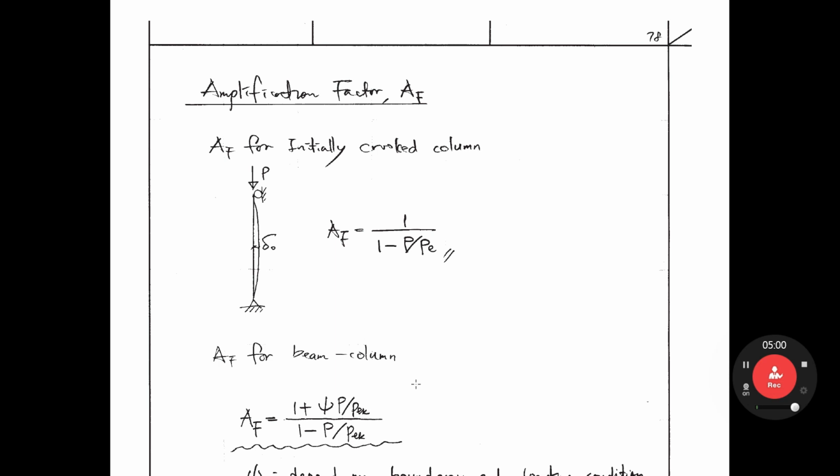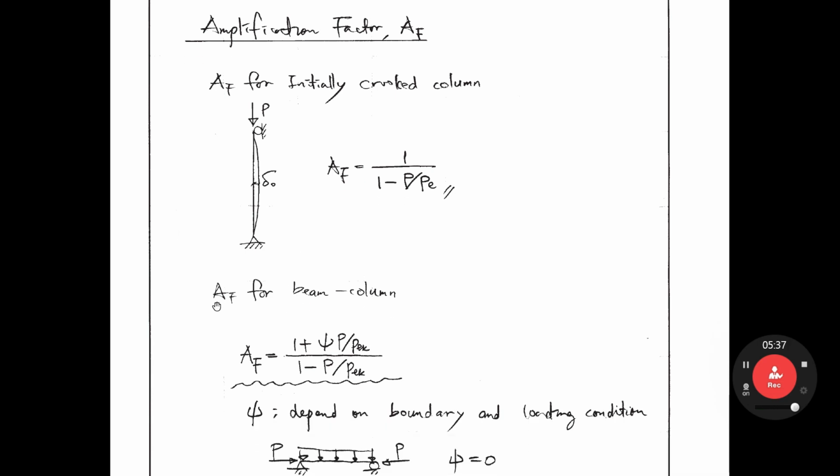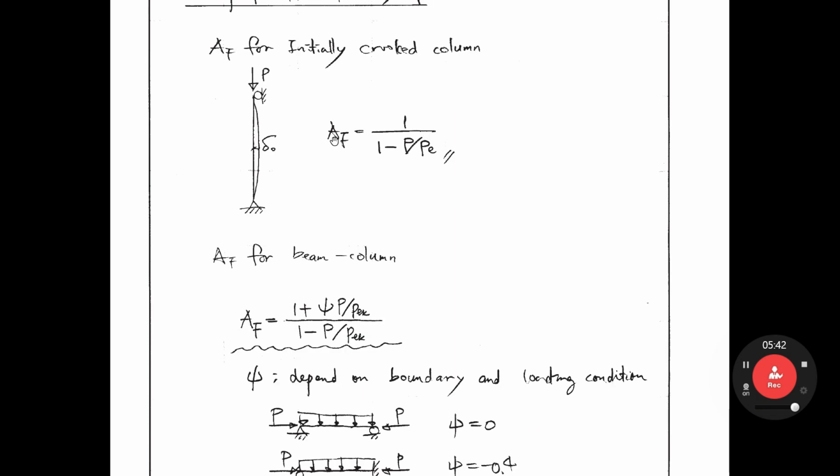If you recall this kind of column, axial force applied here, and it has the initial crookedness, initially crooked column with delta zero at mid height. In that case, the amplification factor is 1 over 1 minus P over PE. Do you remember? We already studied, right? Then, how about beam column? The amplification factor of beam column looks like this: 1 plus psi P over PEK, over 1 minus P over PEK.